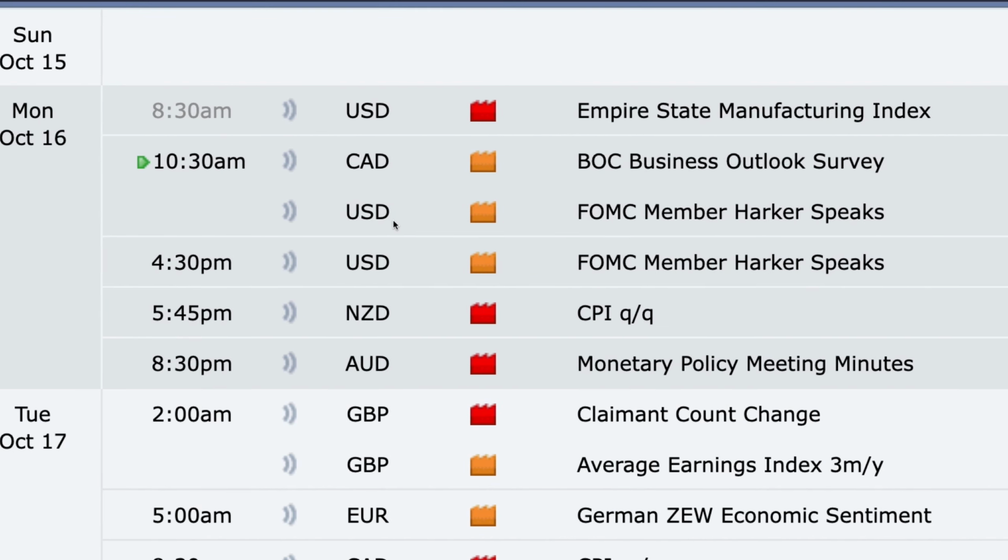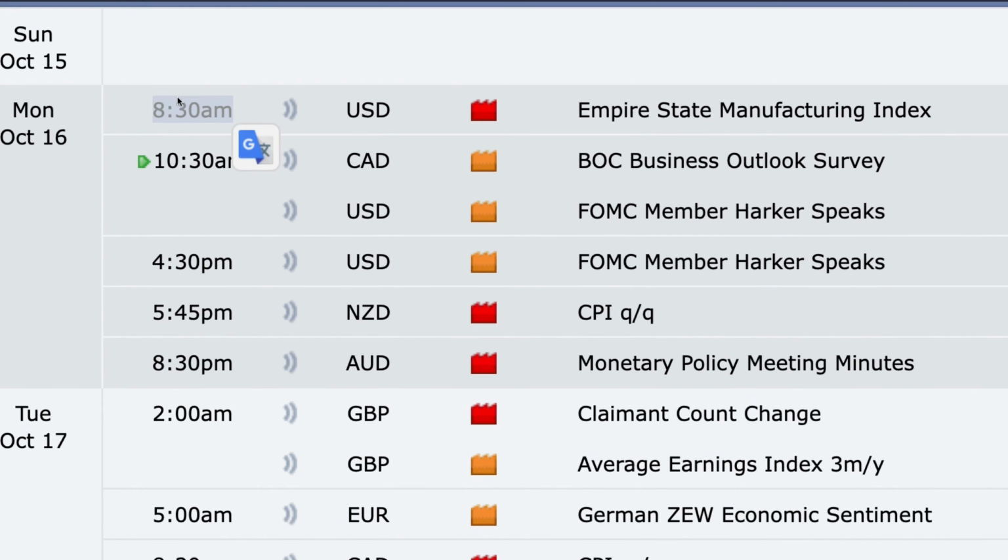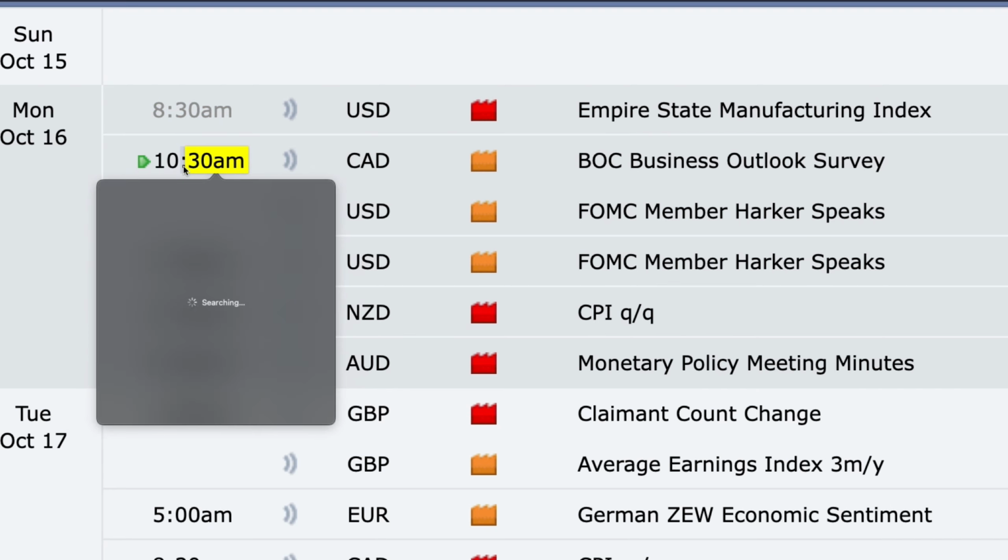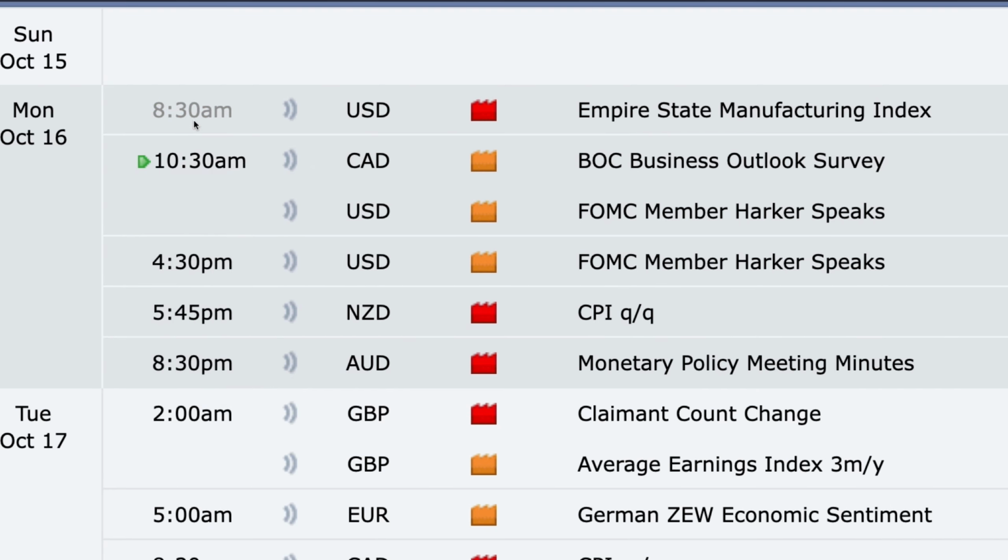So if I have a setup and I'm expecting something, and my setup aligns with the news bias, then I'll actually take a trade before 10:30. So maybe I would get in a trade at 8:30 or 6 o'clock. And then by 10:30, while the news happens, the idea is to be out of the trade. I mean, before the news.